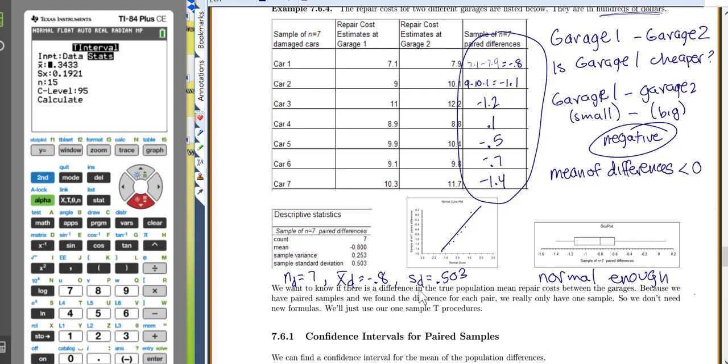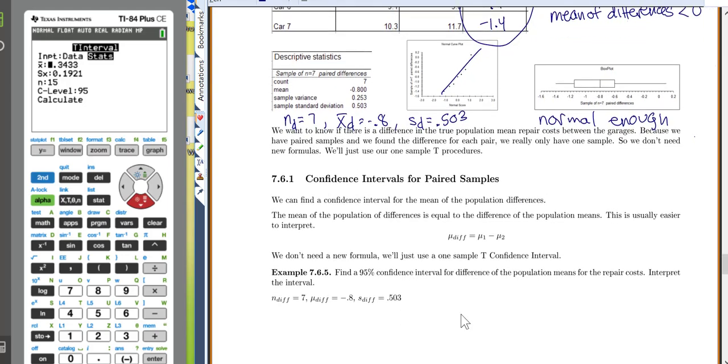So now we want to know if there's a difference in our true population mean repair costs between our 2 garages. Because we have paired samples and we found the difference for each pair, we really only have one sample. So again, these differences are now just one absolutely normal set of data. We really only have one sample, so we don't need new formulas. We just use our one sample t procedures. So we can find a confidence interval for the mean of the population differences. We're looking for the mean of the differences.